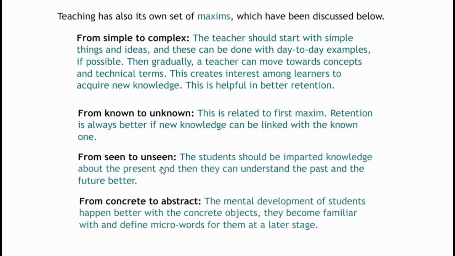Anything in outer space is abstract to us. If you are teaching about a galaxy or other planets, first a teacher has to explain about our planet, give real examples or real pictures of our planet and how it looks, and relating to that, explain about other planets in the solar system. So these are the first four maxims of teaching.